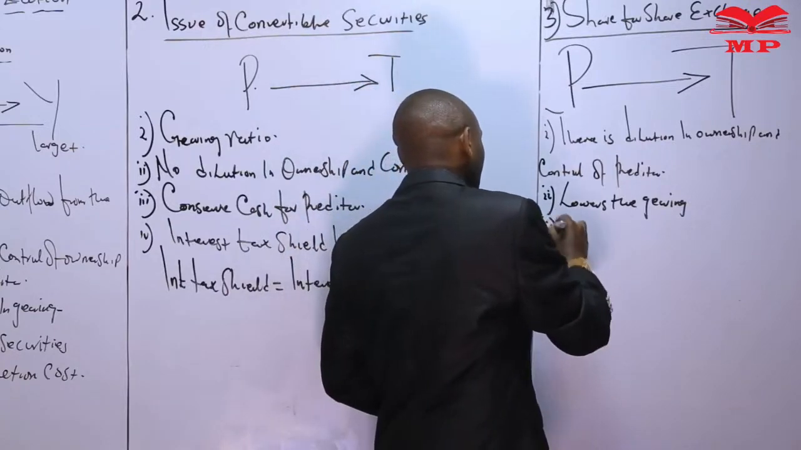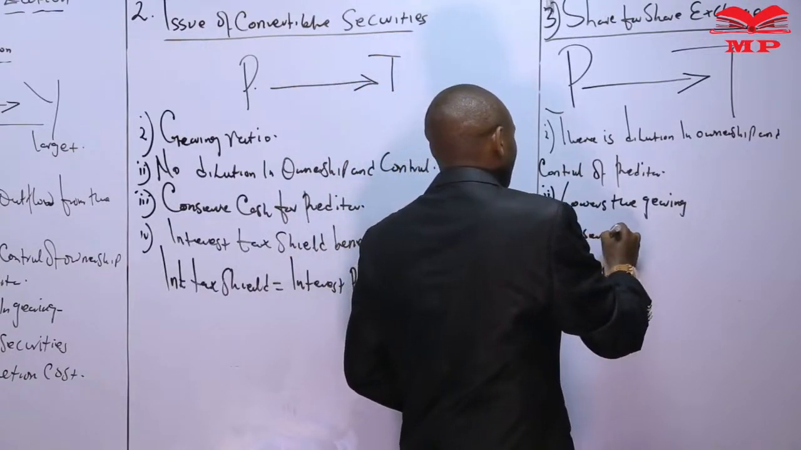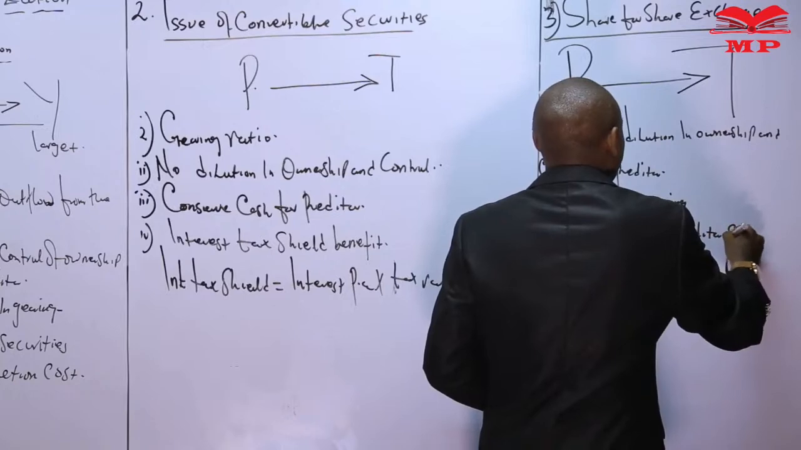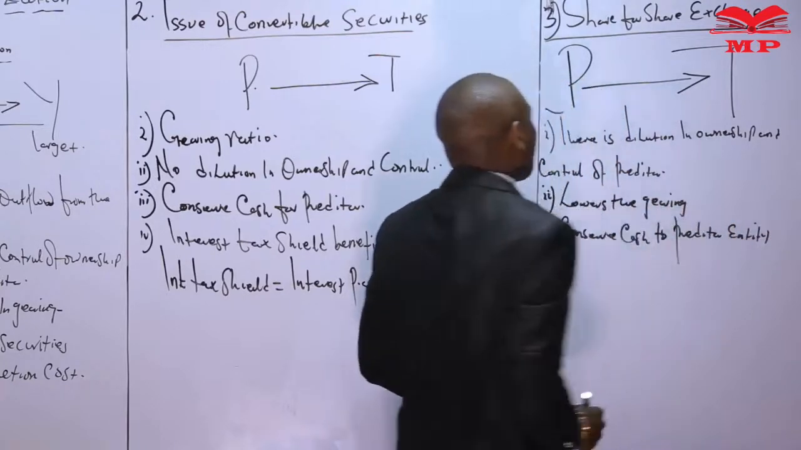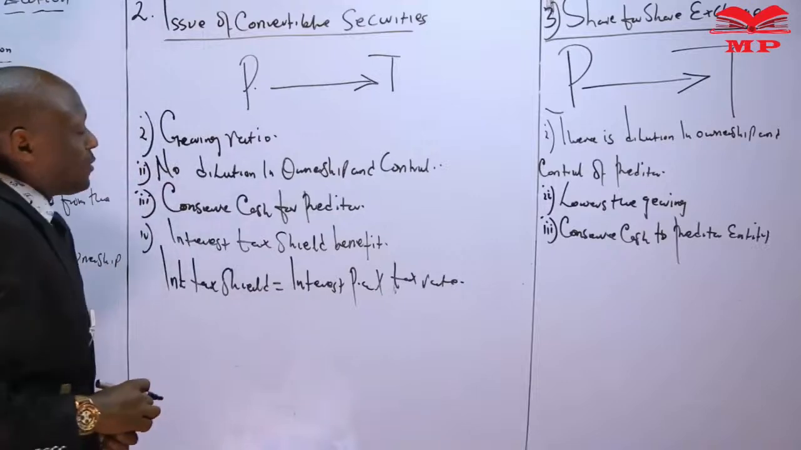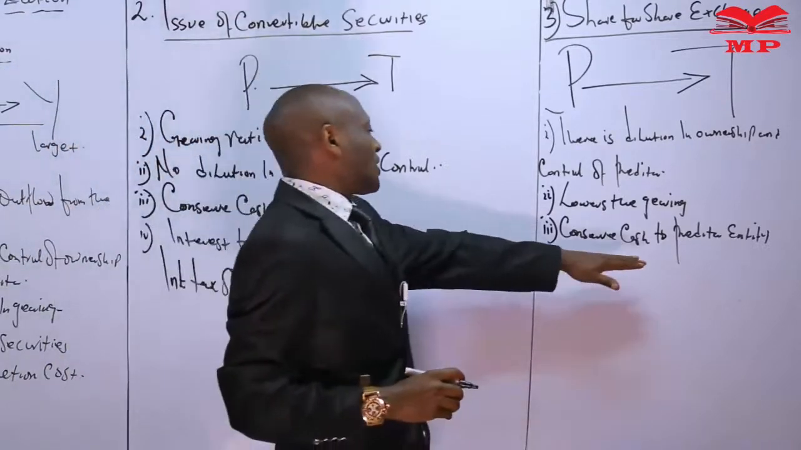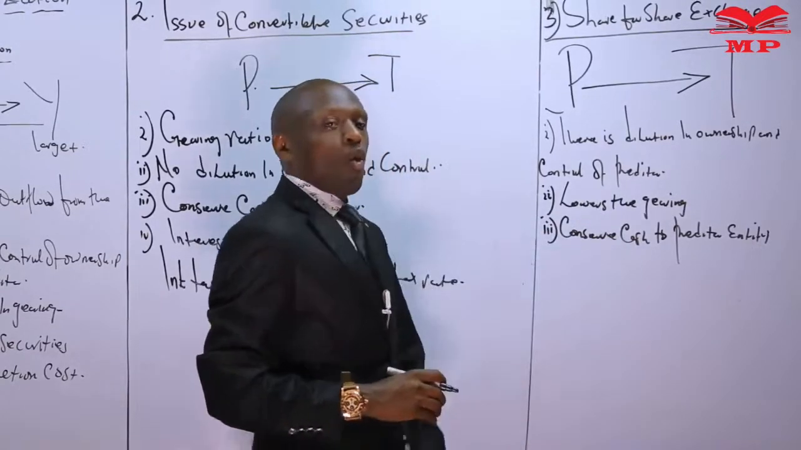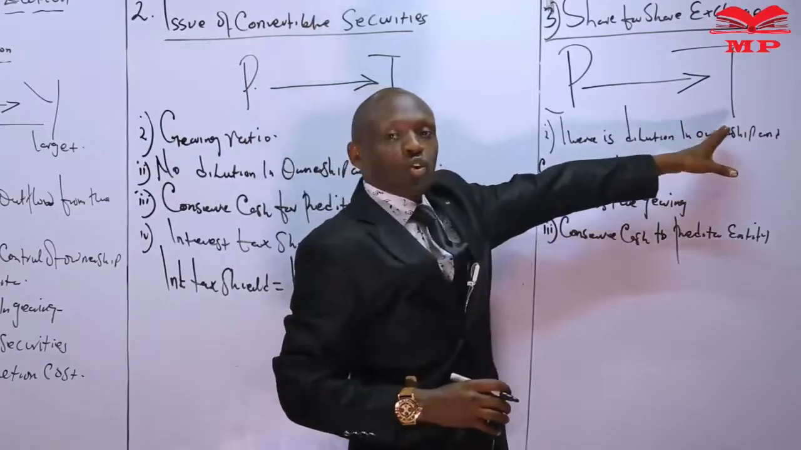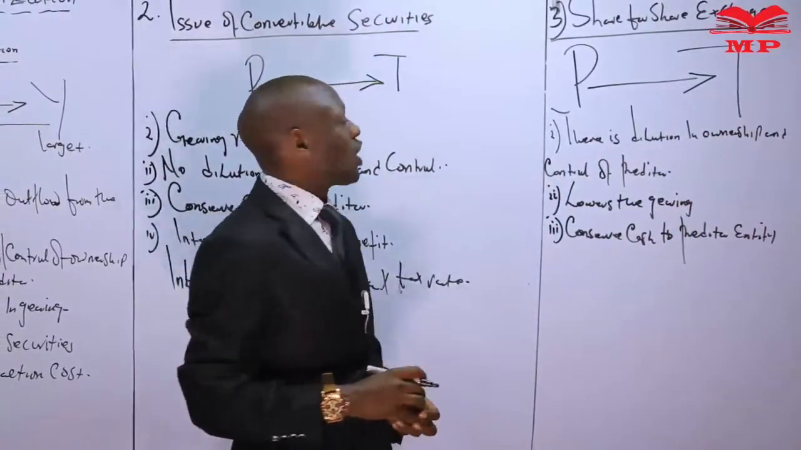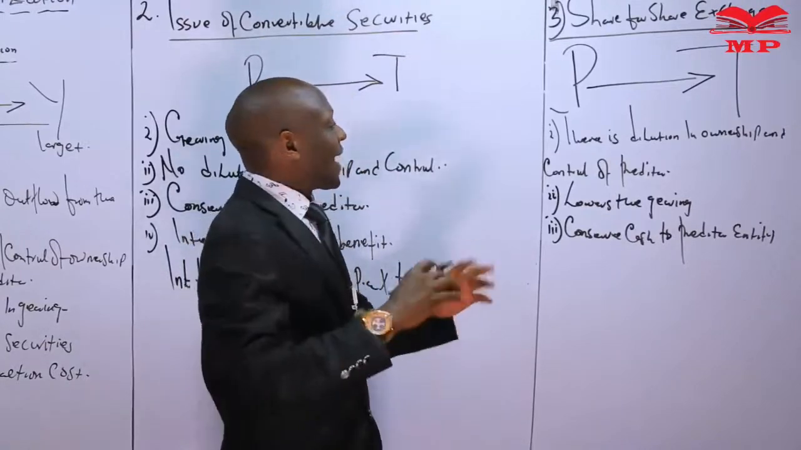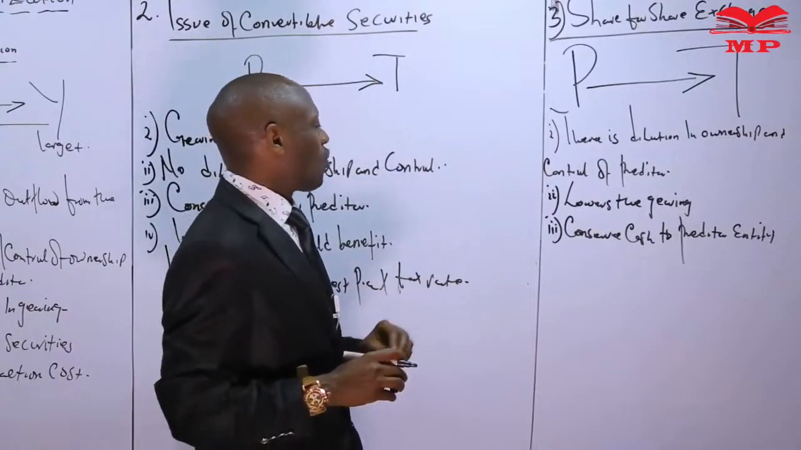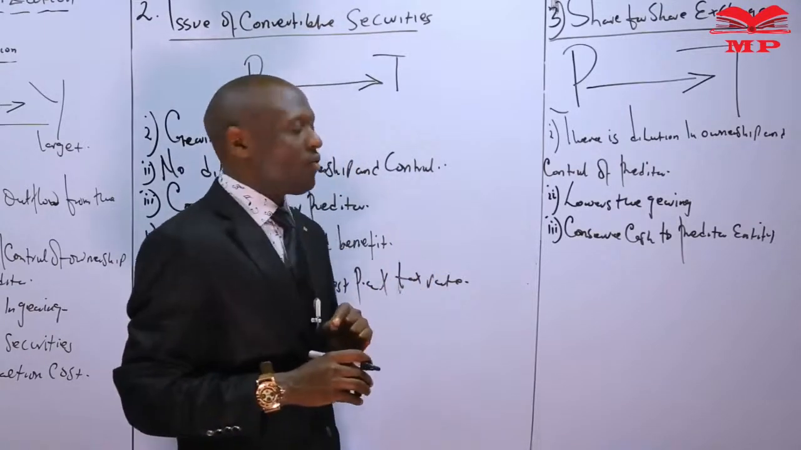Number three, it conserves cash to the predator entity. That means that the predator entity is not likely to suffer liquidity challenges after the merger and acquisition, where shareholders in the target are issued with the shares and they become shareholders in the predator entity. So the cash in the predator is retained in the predator. There are no challenges in the liquidity of the predator.